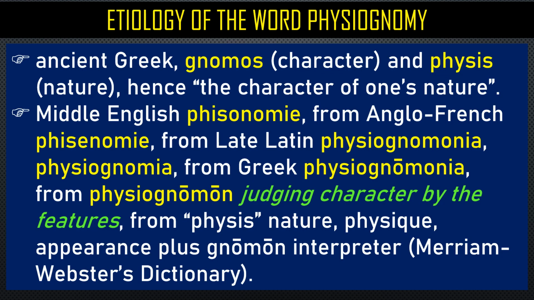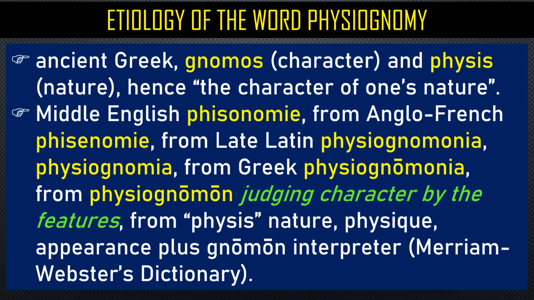So first things first, the origin of the word physiognomy. Well, it is taken from the ancient Greek word nomos. It means character. So nomos means character, and the word physis means nature. So the nature of the character. So it can be said that physiognomy is literally defined as the character of one's nature, meaning based on your nature, what is your character.